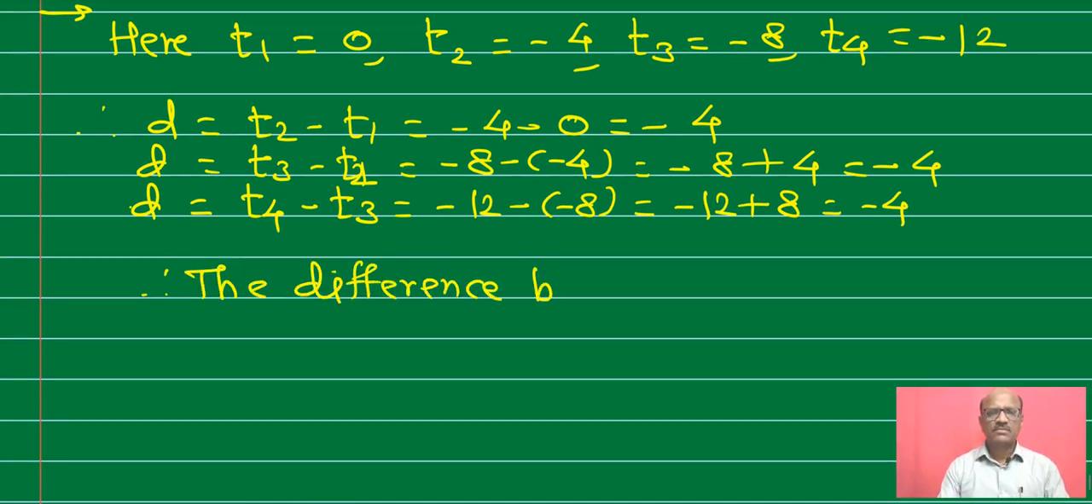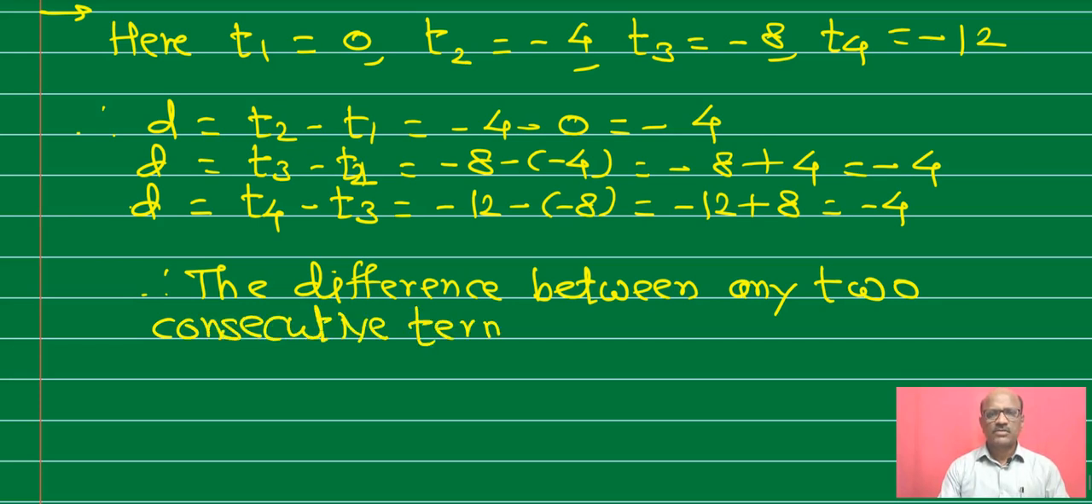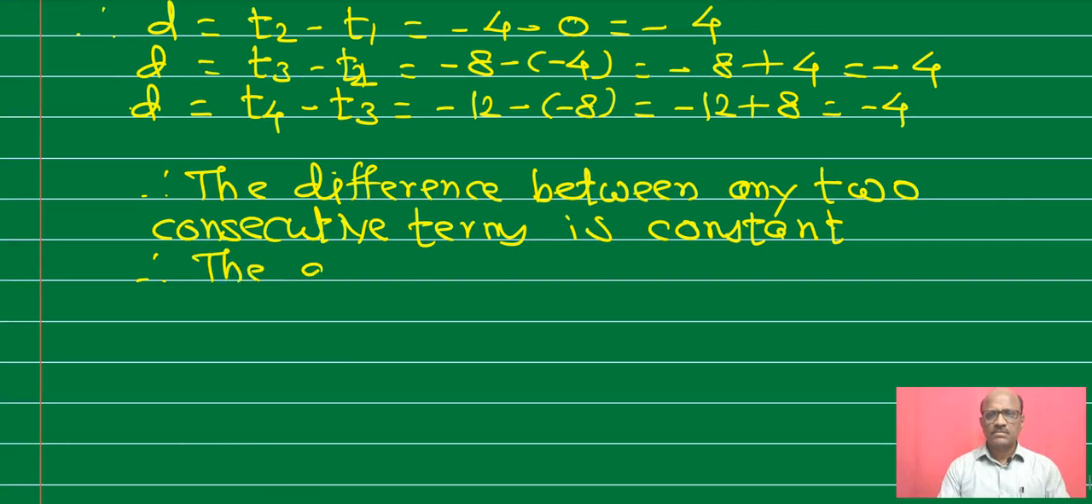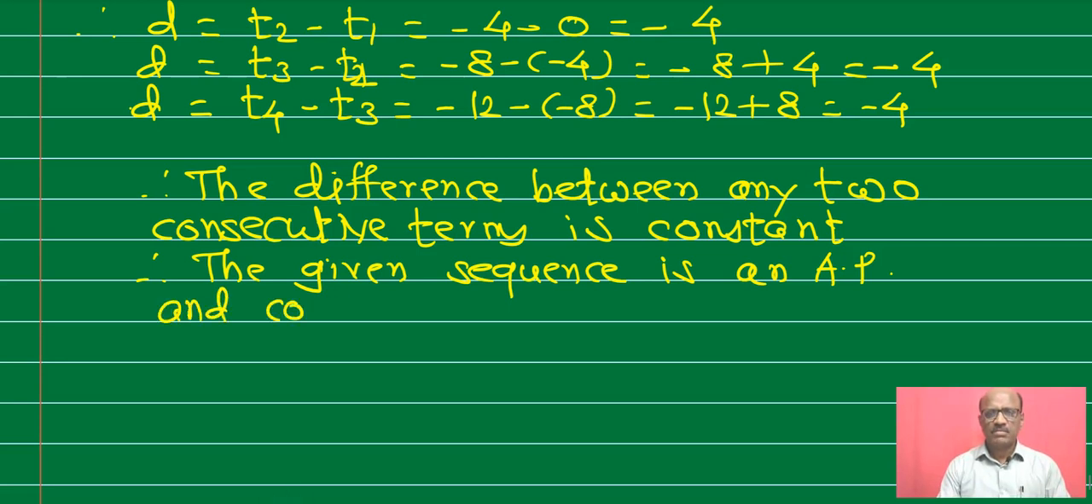The difference between any two consecutive terms is constant. The given sequence is an AP and common difference D is equal to minus 4.